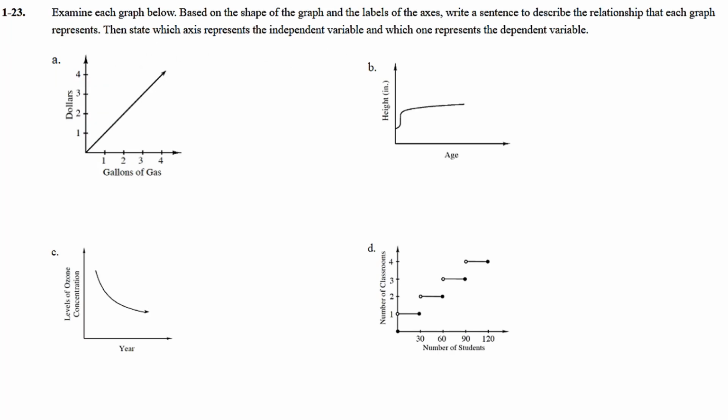Okay, 23. Examine each graph below. Based on the shape of the graph and the labels of the axes, write a sentence to describe the relationship that each graph represents. Then state which axis represents the independent variable and which one represents the dependent. So you can see that the first one has gallons of gas to dollars, and it's a line.